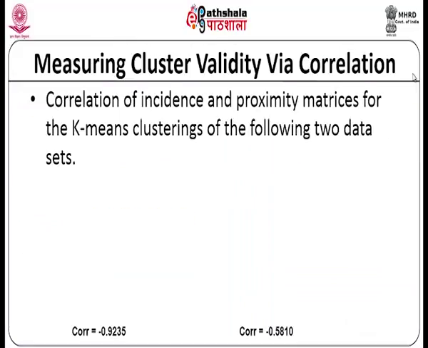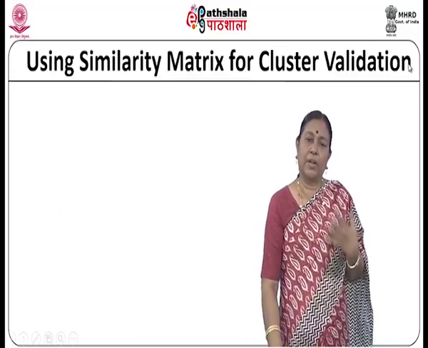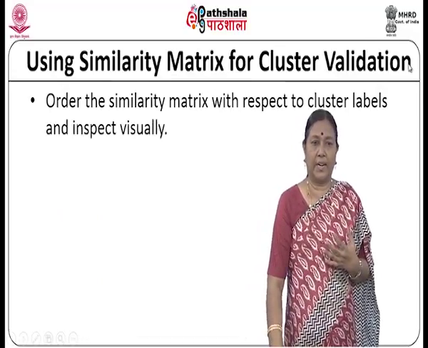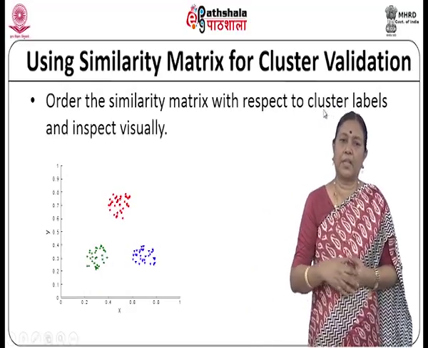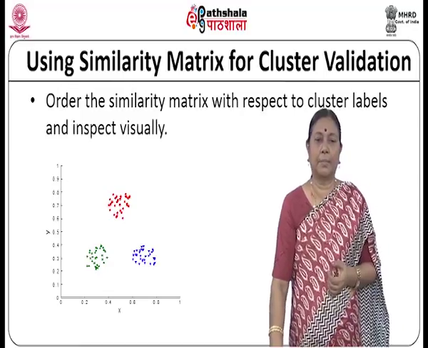And correlation of incidence and proximity matrices for k-means clustering of the following two data sets, you will see that the correlation for this data set is high, and for the other data set it is low because the cohesion is less. You can use the similarity matrix also for cluster validation. You order the similarity matrix with respect to the cluster labels and then you inspect it visually. So, this is another method which is done.